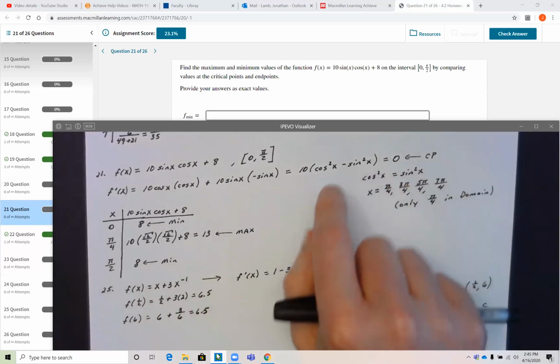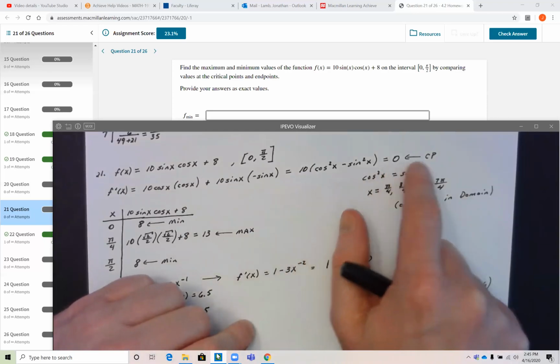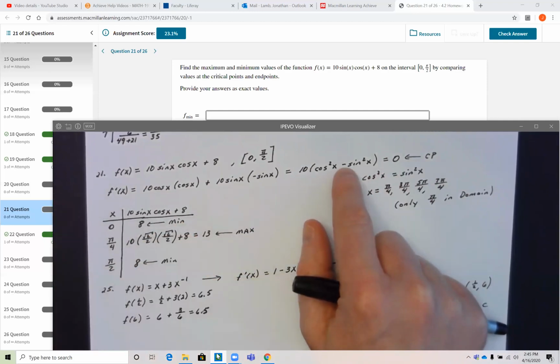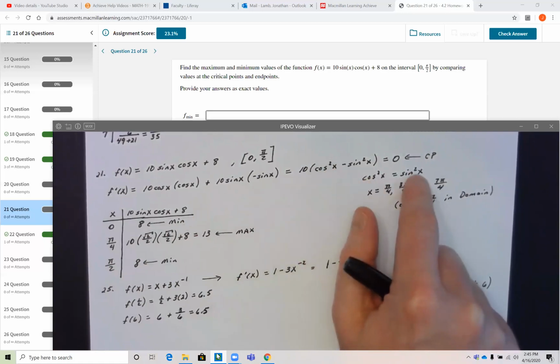So I had 10 times cosine squared minus sine squared is equal to 0. If I try to find the critical point, it's just going to be when cosine squared minus sine squared is equal to 0. That's going to occur whenever cosine squared x is equal to sine squared x, and that should be pretty easy to think about.